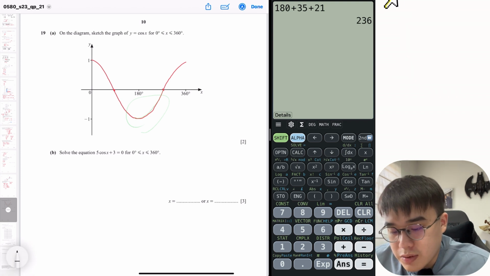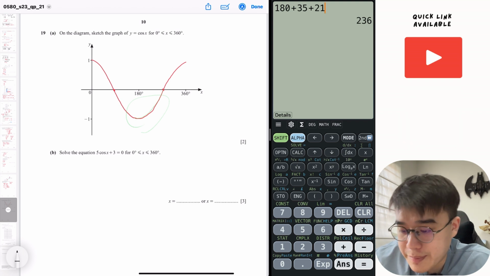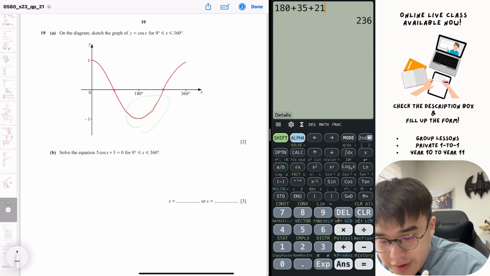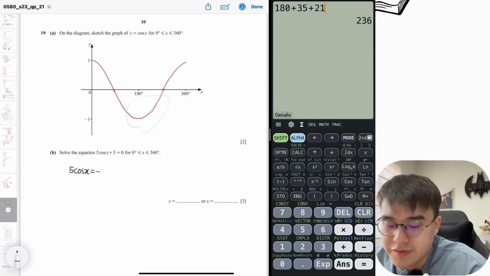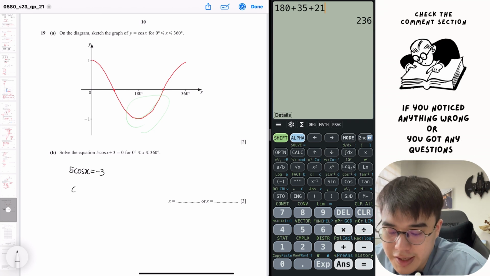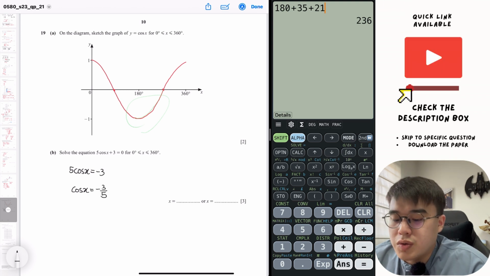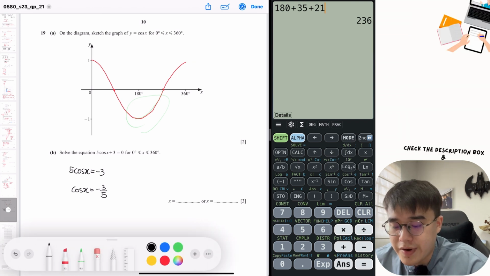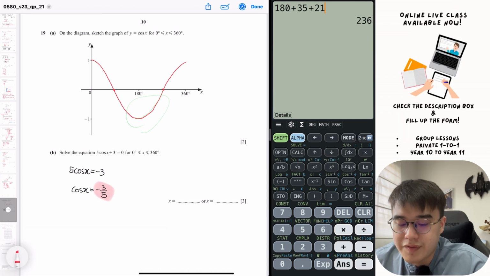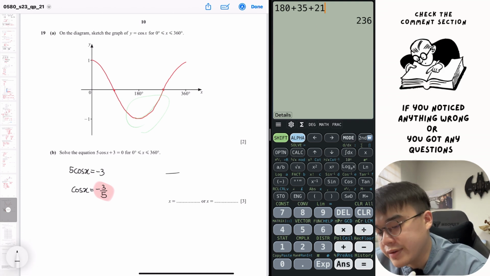Okay, so next question here involves trigonometry quadrant concept. Okay, so 5 cosine x equals to -3. I shift the 5 away first, then cosine x equals to -3 over 5. So cosine now appears to be negative. Okay, this is very important. Every time when you arrive at this step, please stop. So time to draw out the quadrant.